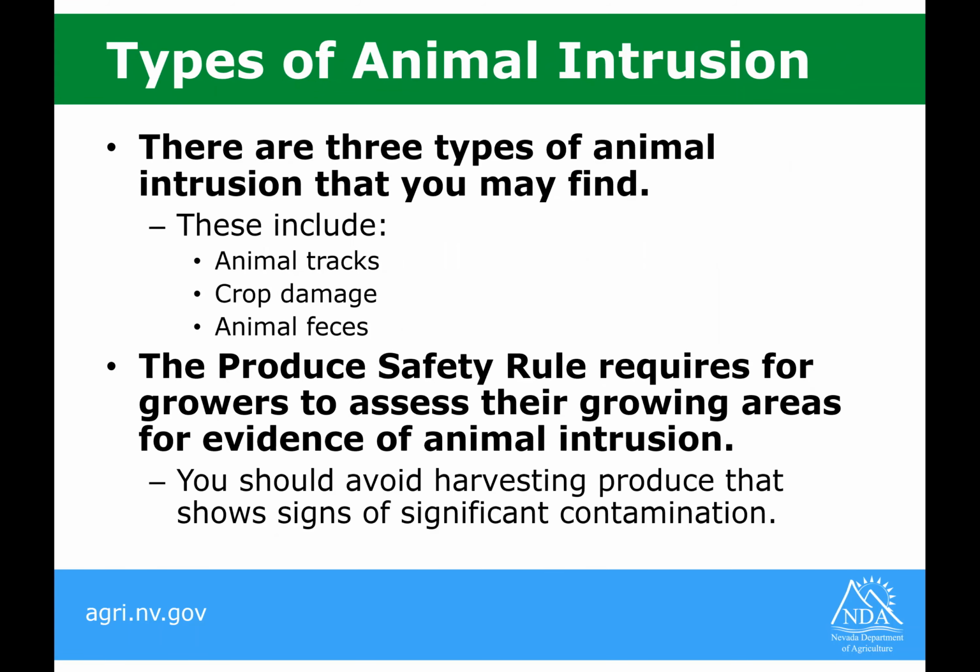So there's three main types of animal intrusion that you may find in your field or garden. These can include animal tracks, crop damage, or animal feces. The produce safety rule requires growers to assess the growing areas for evidence of animal intrusion. So if you see any signs of animal intrusion that show a significant amount of contamination, it would be best not to harvest that produce.